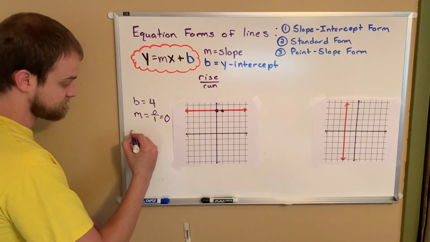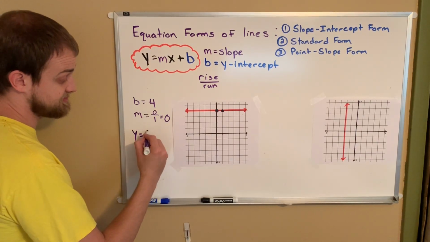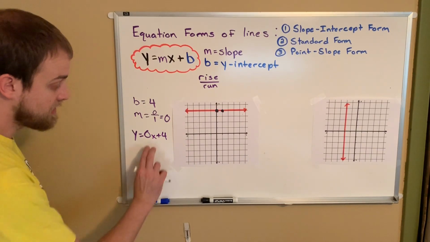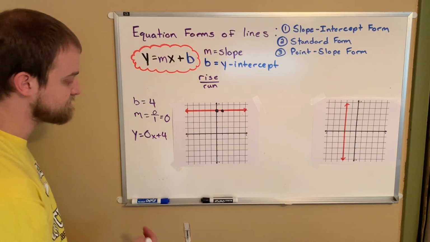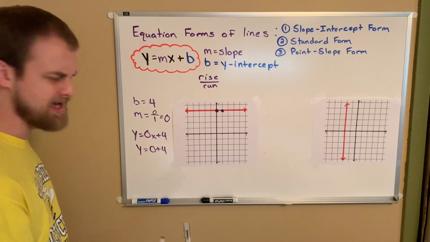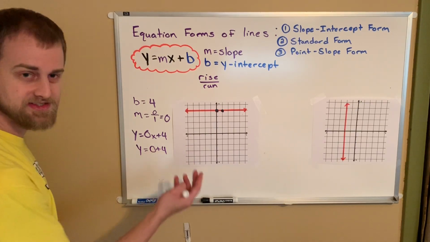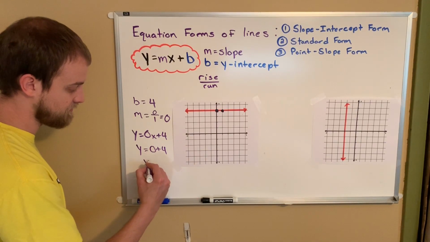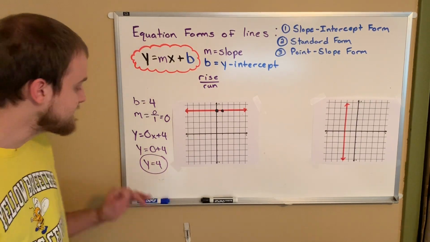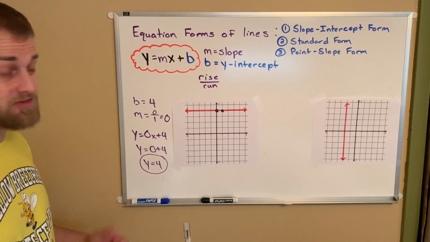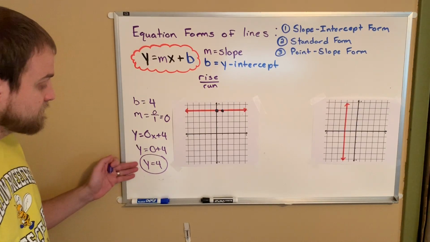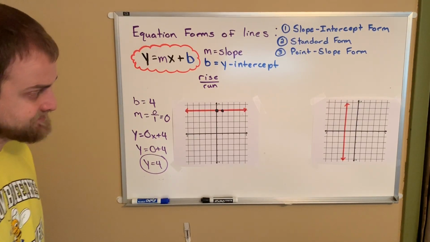All right, well, y equals 0x +4. Well, I know that 0 times anything is just going to be 0, so y equals 0 plus 4. And even further, 0 plus anything is just going to be that thing, so y equals 4. So technically we have this itty-bitty slope-intercept form equation, but it still technically is. It began as it, and we just clean things up until we have our nicest looking possible equation.